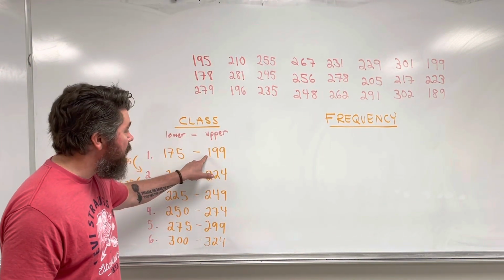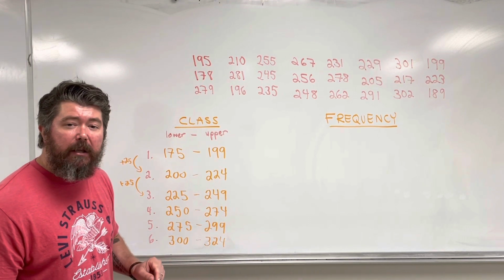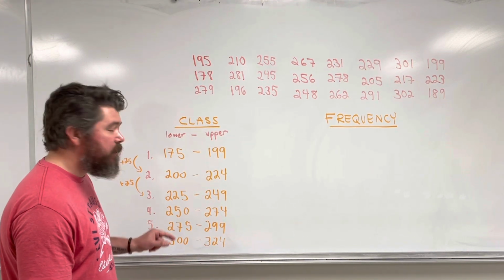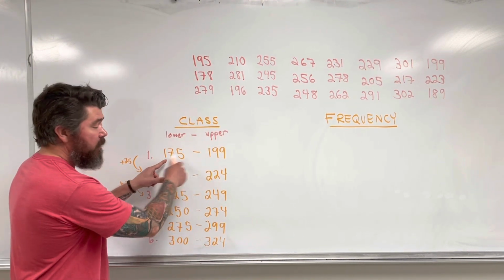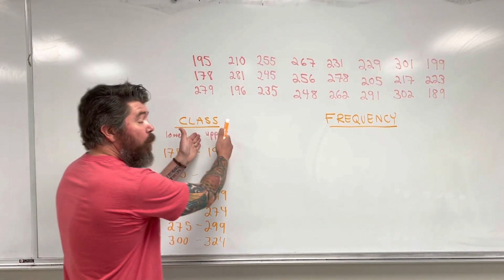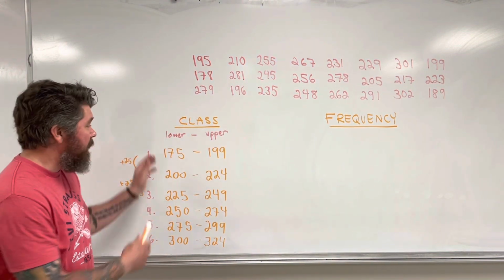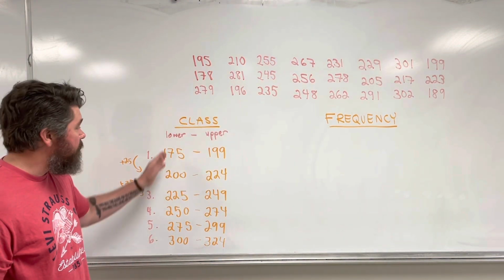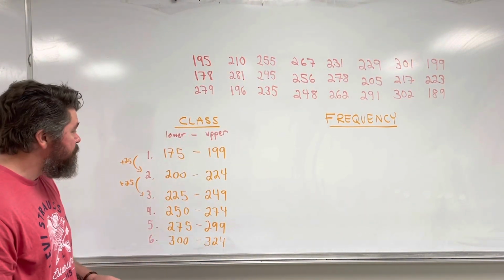So to go from my lower limit to my next lower limit, I can add my class width. Similarly, to go from my upper limit to my next upper limit, I can add my class width. I can't interchange these. I have to stay in my lower limit column or stay in my upper limit column. I can't move around with 25. I have to stay in my columns.